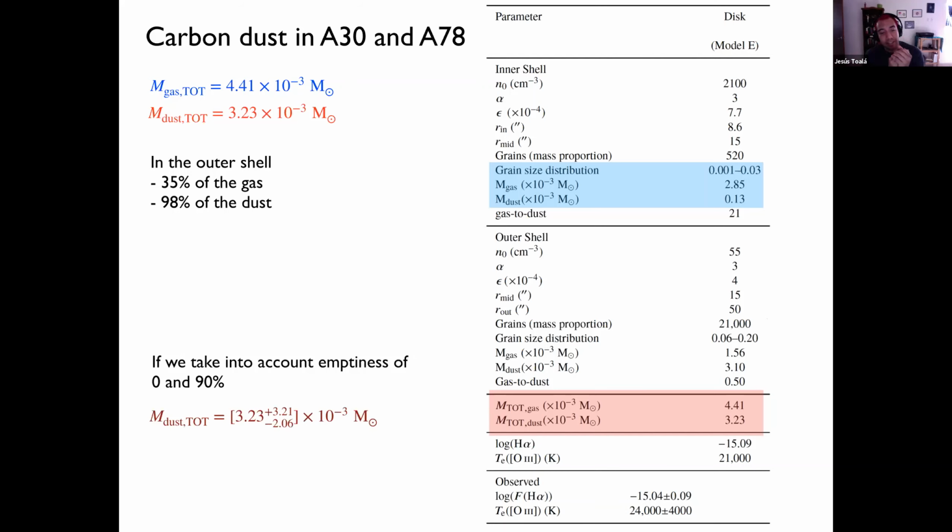So we also test the emptiness of the amorphous carbon. I just want to mention here that the more empty, the less mass of the dust we have, but the effective area of the dust is larger, so it can also fit the infrared photometry. So we estimated error bars, taking 0 and 90% emptiness of the amorphous carbon dust.